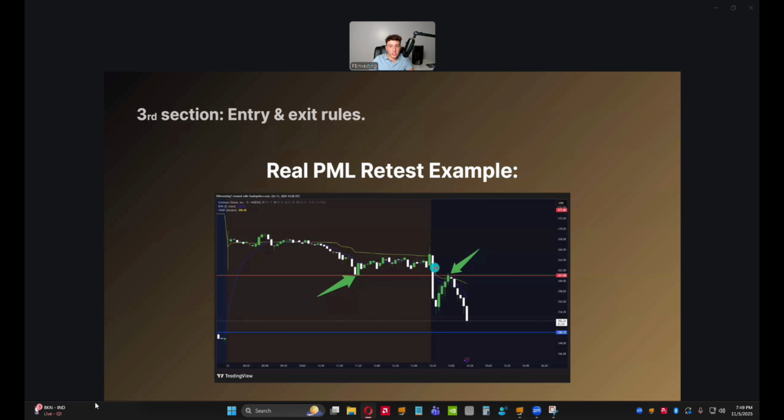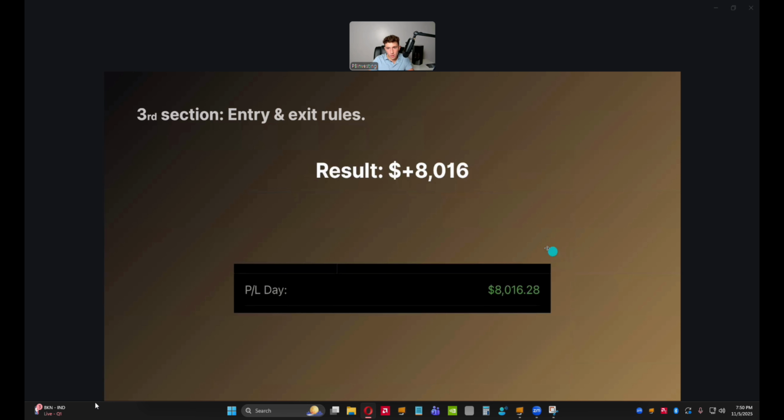Why do you guys think this setup isn't as A+? Can anybody take a guess on why this wouldn't be A+, though? Because it's above VWAP, yes. But then once it gets under VWAP, you have that confirmation. Then it dumps a new low of day. You're taking trims at new low of day. On that trade, I made $8,016.